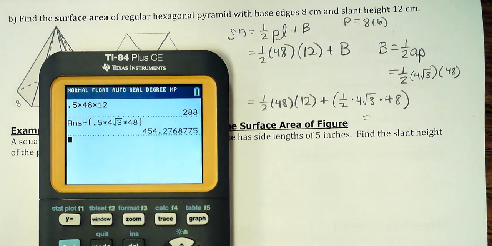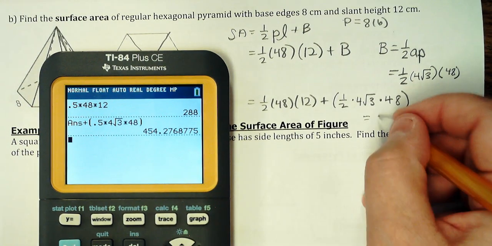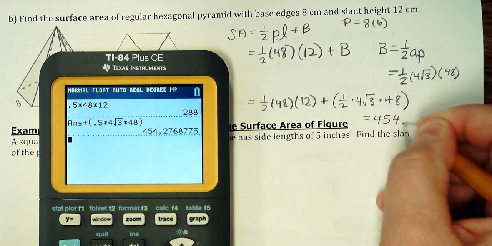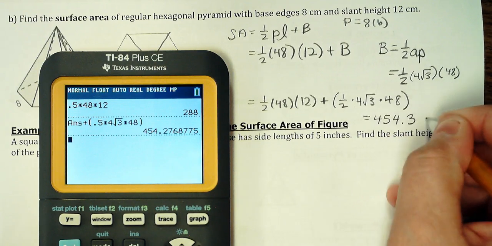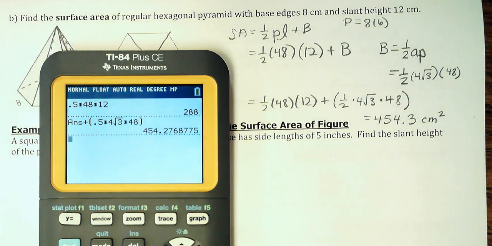And it doesn't tell you in the directions here, but let's go ahead and round this to the nearest tenth. So 454.3, and this is going to be centimeters squared.